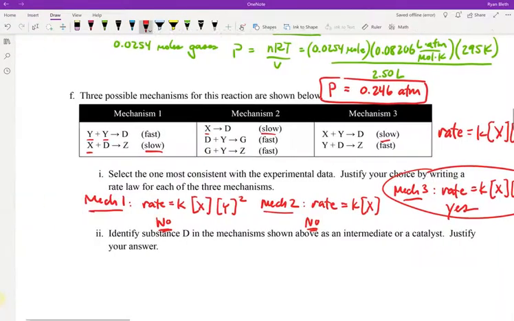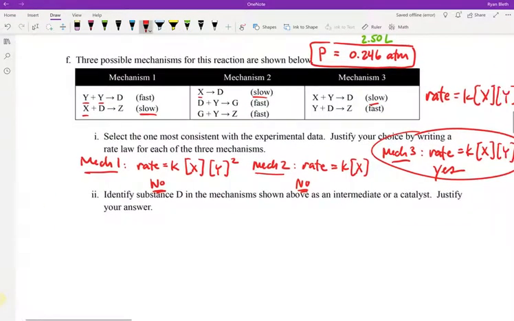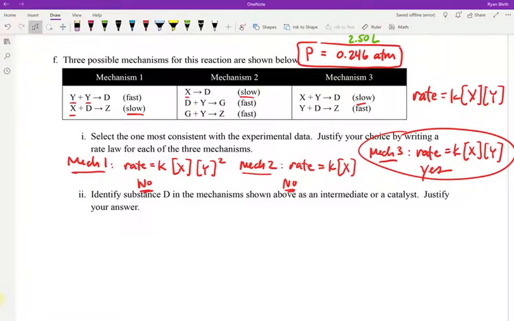Mechanism 3 is our correct choice. Identify substance D in the mechanisms shown above as an intermediate or catalyst. Well, D is formed in all 3 of these mechanisms and then used in all 3 of the mechanisms later. So if it's formed and then later used, that makes it an intermediate.